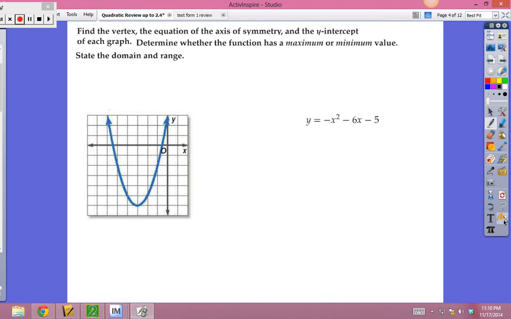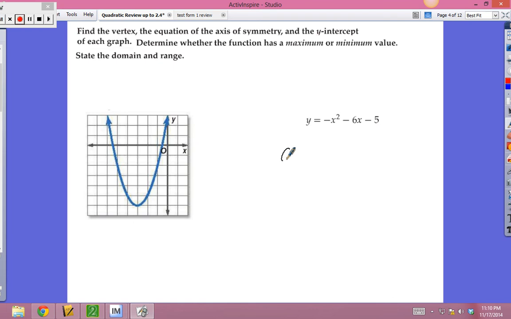Okay, the equations are not as easy. If it's in standard form, we need a is negative 1, b is a negative 6, c is a negative 5. Okay, c, that's a freebie. That's your y-intercept. So your y-intercept is negative 5.